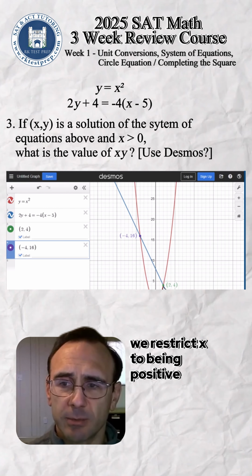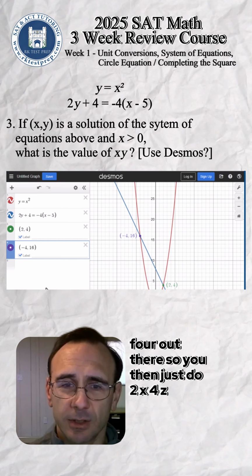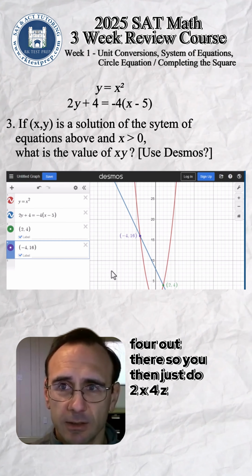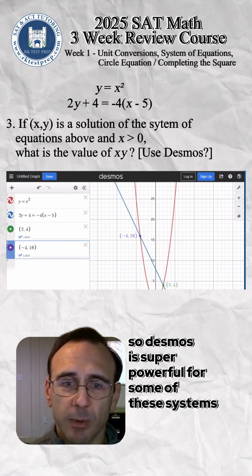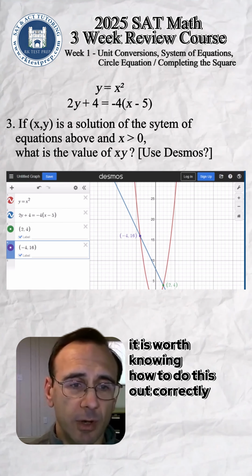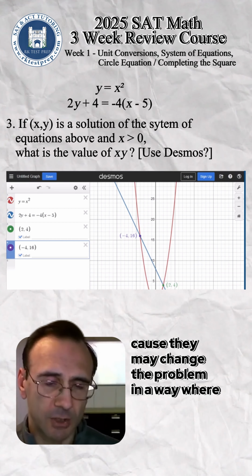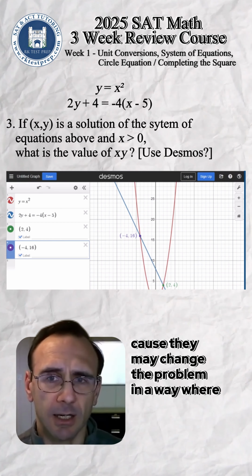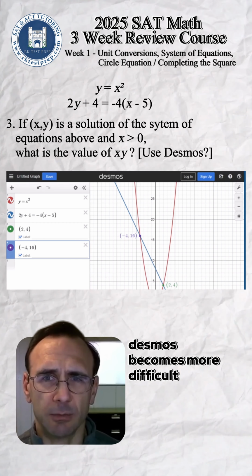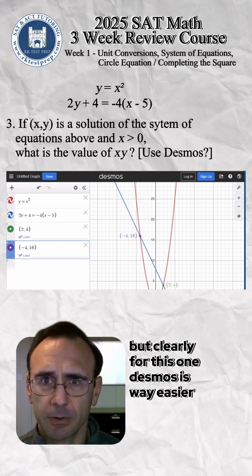We restrict x to being positive, so we want that 2 out there. So then you just do 2 times 4 is 8. So Desmos is super powerful for some of these systems. It is worth knowing how to do this algebraically because they may change the problem in a way where Desmos becomes more difficult. But clearly for this one, Desmos is way easier.